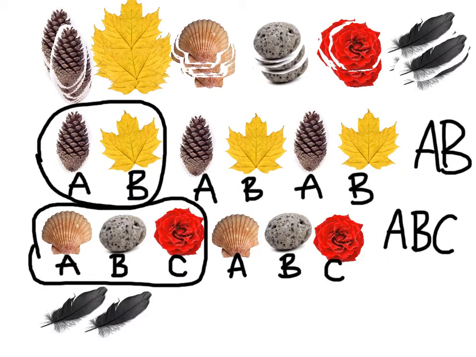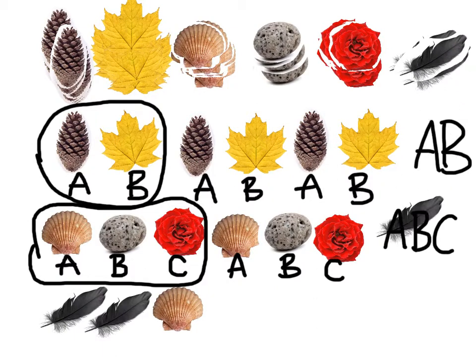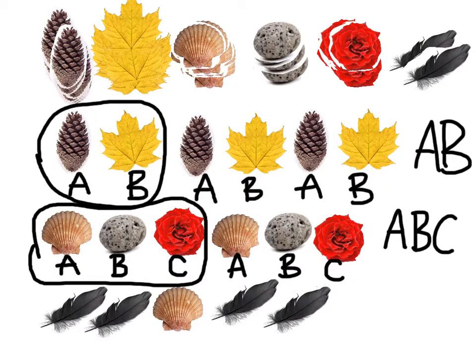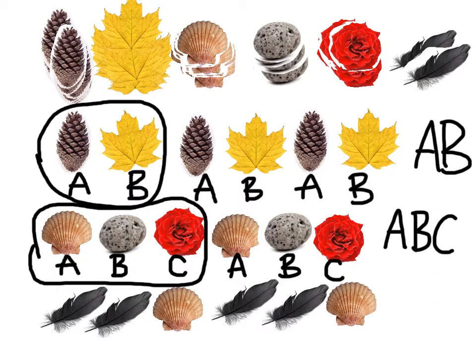Now, see if I can be a little bit tricky. So I've got feather, feather, shell. Now this is a little bit different. So that you can see it, I'm just going to use a different colour. Okay, so we've got the feather, and we'll do A for feather, another feather.